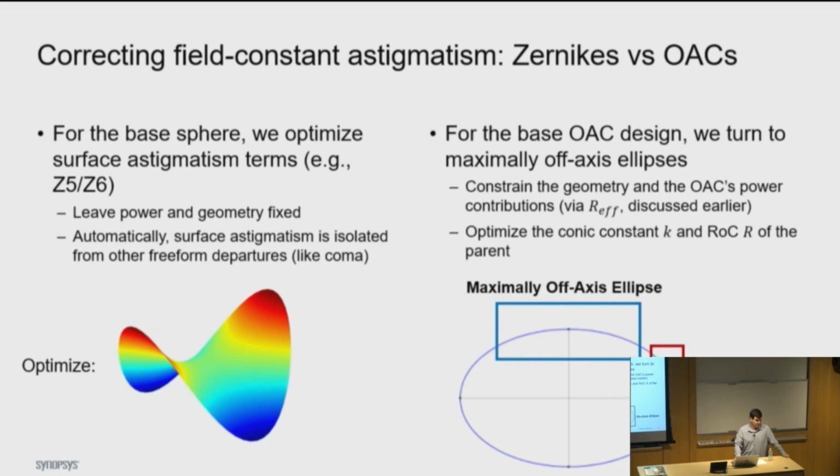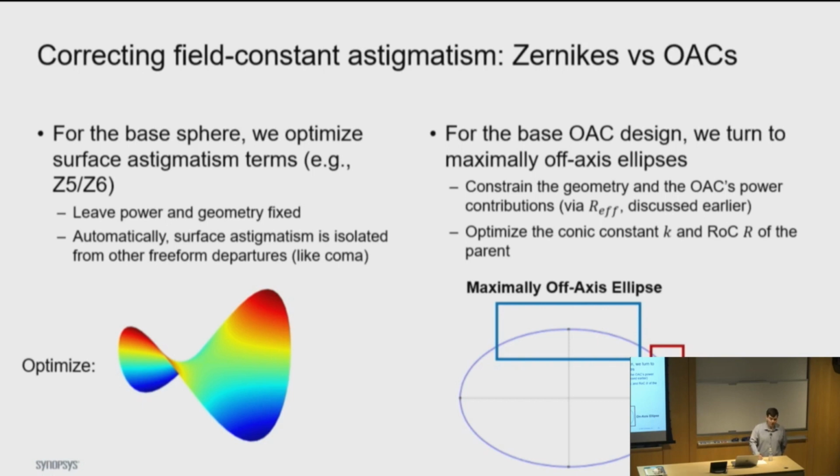For the base sphere design, the correction approach is to introduce surface astigmatism terms on each mirror. So this would be your Z5, Z6. Technically only one of those since we're plane symmetric. Z5, I think. Otherwise, we're not really introducing anything else. In particular, we're going to leave the surface power fixed. We're going to leave the surface tilts and the surface spacings fixed. We're just going to be introducing our Zernike astigmatism term. Automatically, this isolates the surface astigmatism from other freeform departure terms, especially coma. And it has been shown that this is an approach you can take to correct your field constant astigmatism.